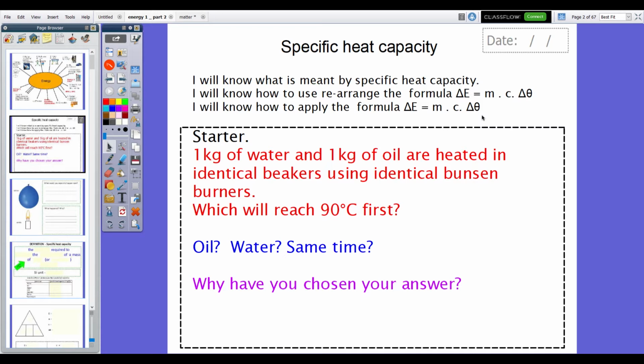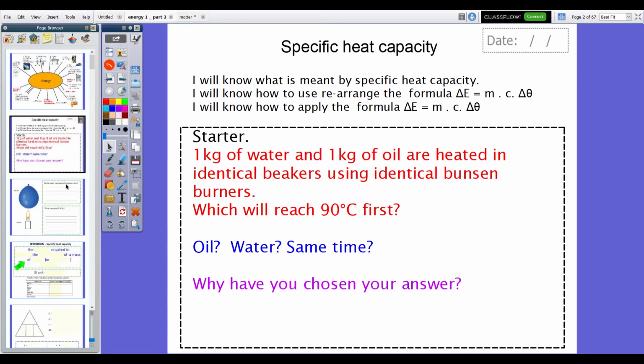And the reason it's oil, well, I suppose the reasons might be a little bit more complicated than what I'm going to say, but the one thing I want you to appreciate is that different substances take different amounts of energy to make them change their temperature. And actually, water takes quite a lot of energy for it to change its temperature. It's got a very high specific heat capacity.